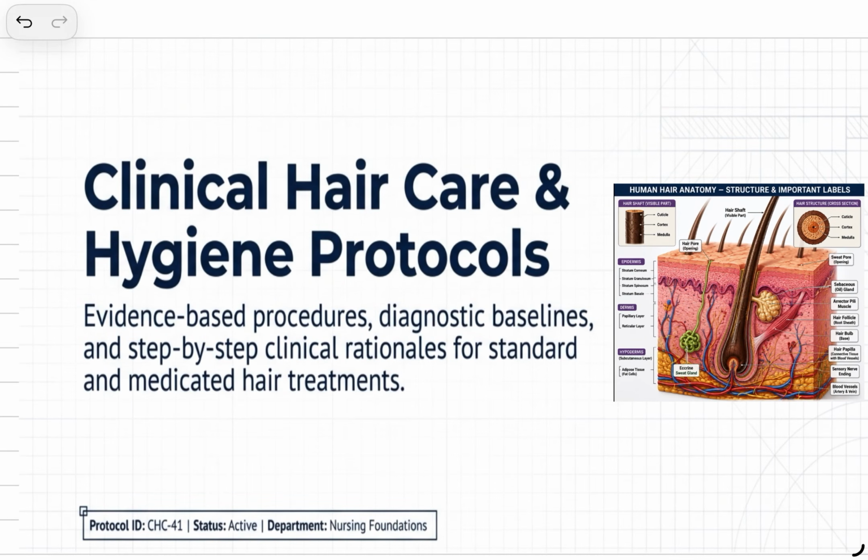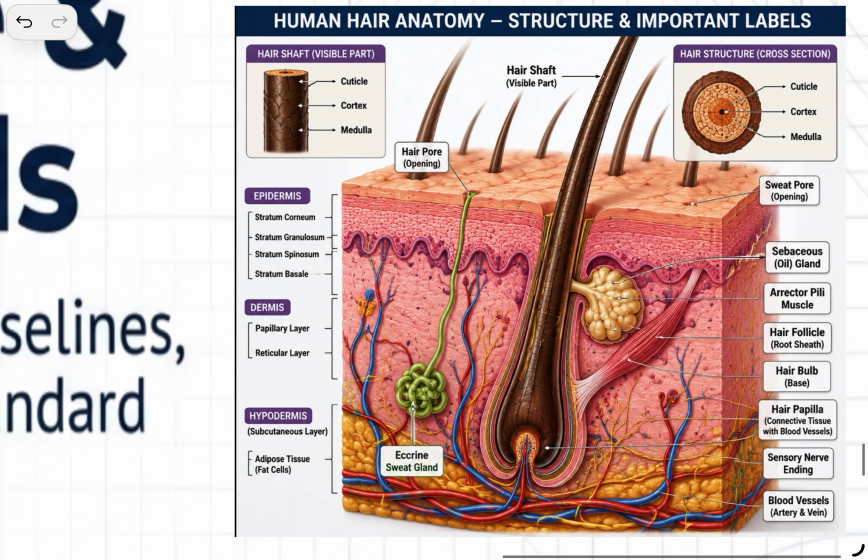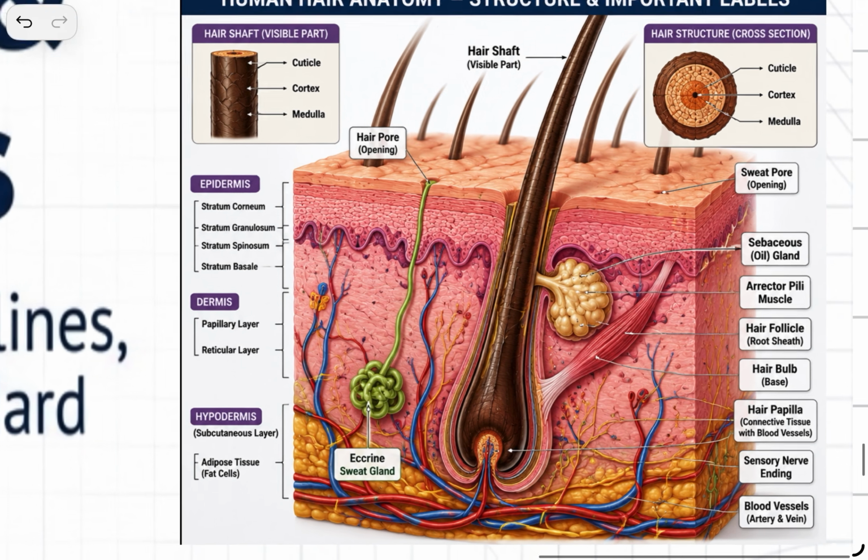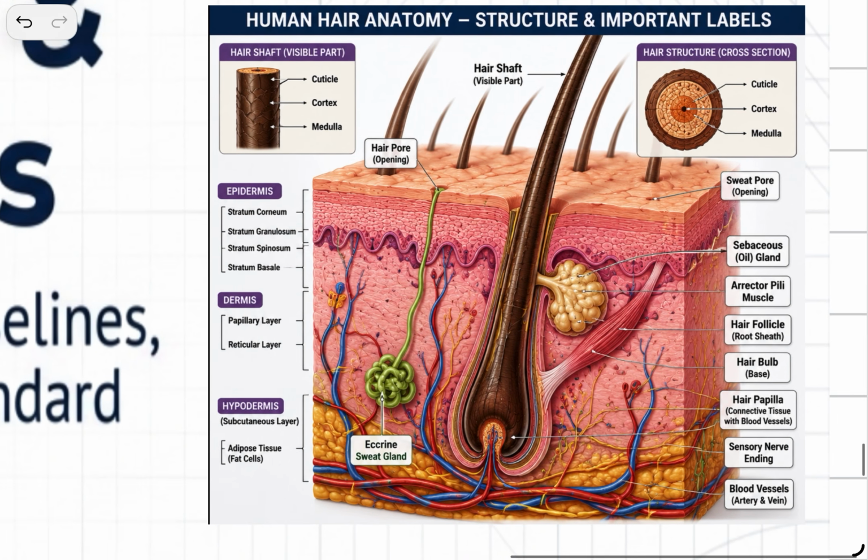Yes. So we will discuss the clinical hair care and hygiene protocols. We know about the anatomical aspect of the hair, where we can see the hair follicles and the base of the hair, sebaceous gland, eccrine glands, right, and the hair shaft, which is above the skin layer, and the number of layers present in the epidermis, dermis, and where exactly the follicle is present. We have already discussed these things in the anatomy and physiology of your first semester, right?